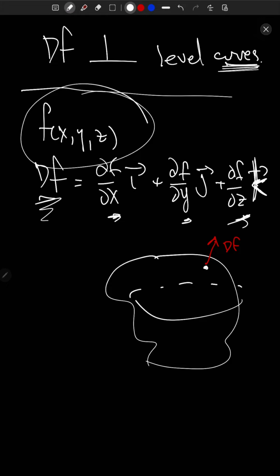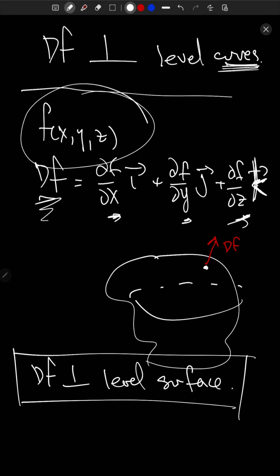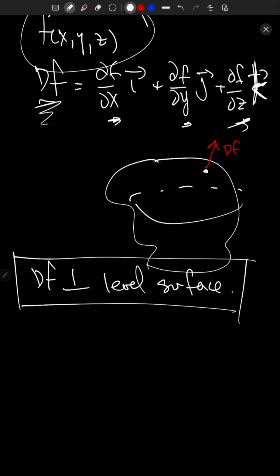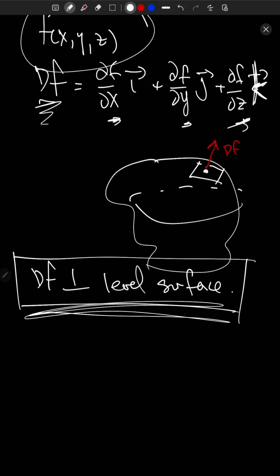Okay. So gradient f is perpendicular to the level surface. Let's say I were to draw the tangent plane of this surface, then this guy would be perpendicular to it. In fact, that's going to be one big application of this fact down here, right?